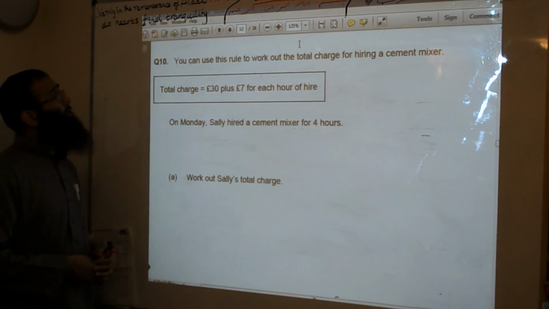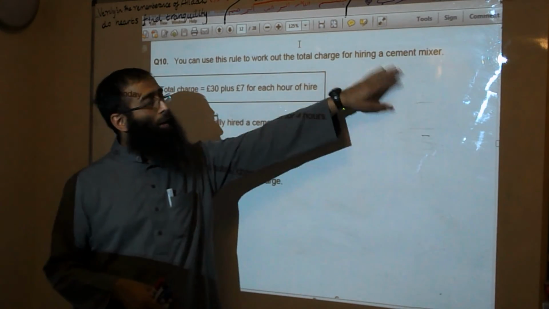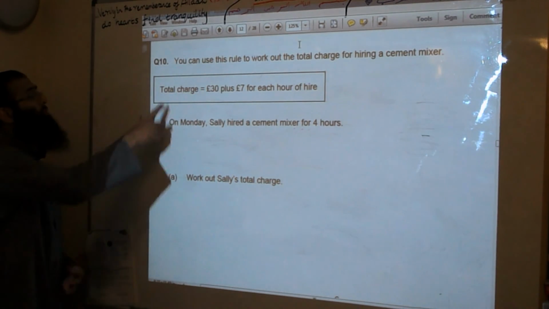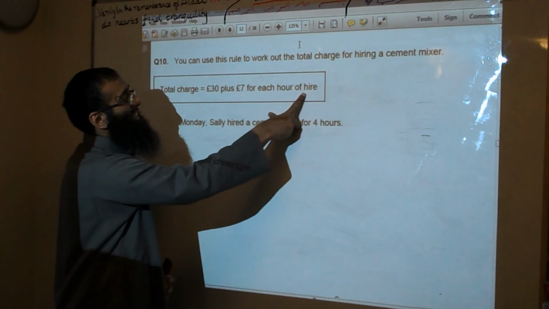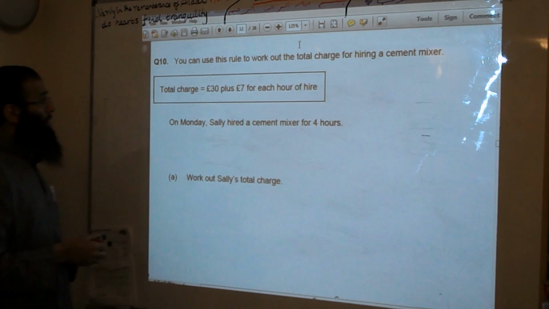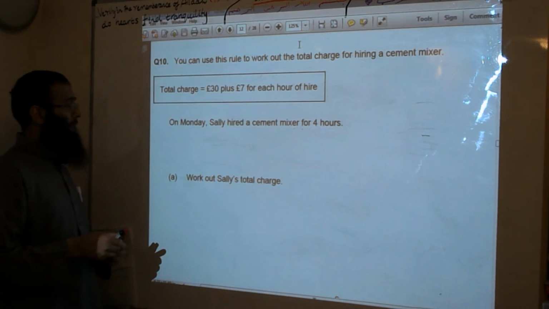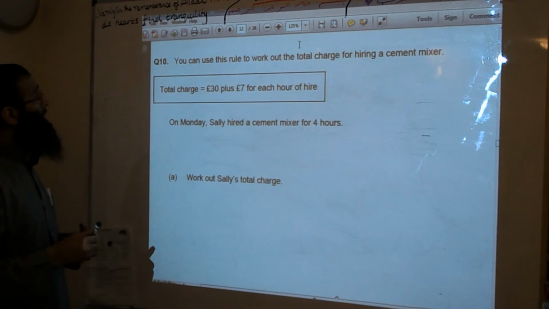Right, question number 10, you can use this rule to work out the total charge for hiring a cement mixer. Total charge is £30 plus £7 for each hour. On Monday, Sally hired a cement mixer for 4 hours. Work out Sally's total charge.